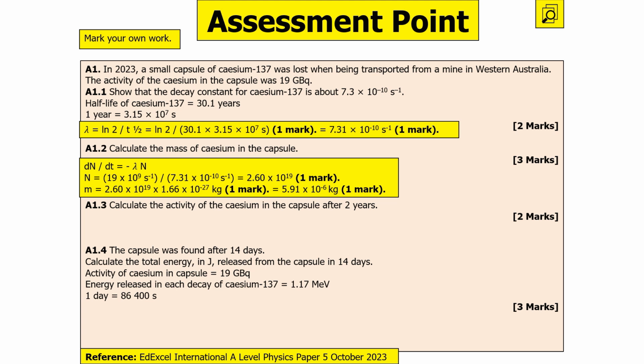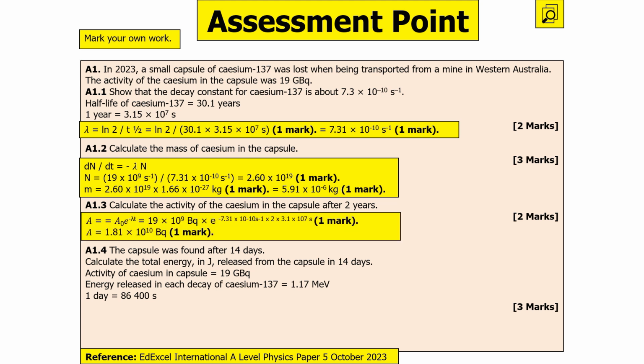So therefore the mass is the number of atoms which you have times 1.661 times 10 to the minus 27, because that turns into kilograms, so therefore it's 5.91 times 10 to the minus 6 kilograms. The activity after 2 years, well, we use the decay equation of A equals A0 e to the minus lambda t. We know the initial activity is 19 gigabecquerels, or 19 times 10 to the 9. We know what the decay constant is, and we know the time.